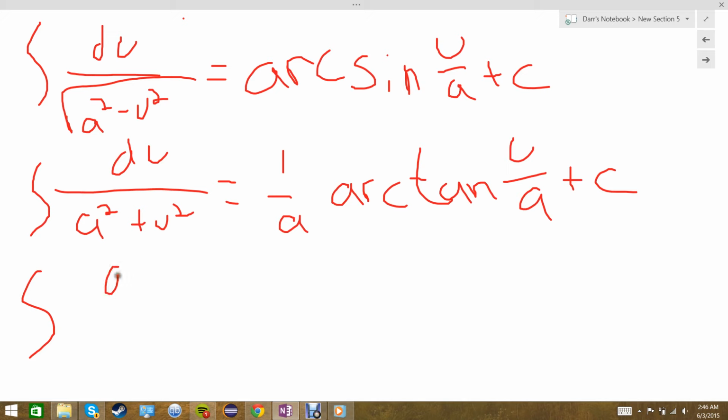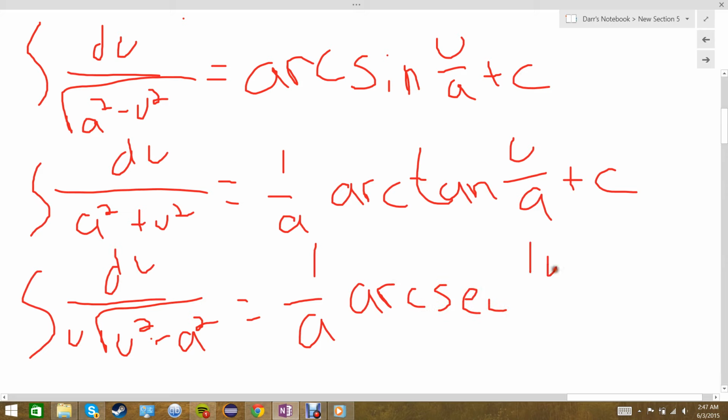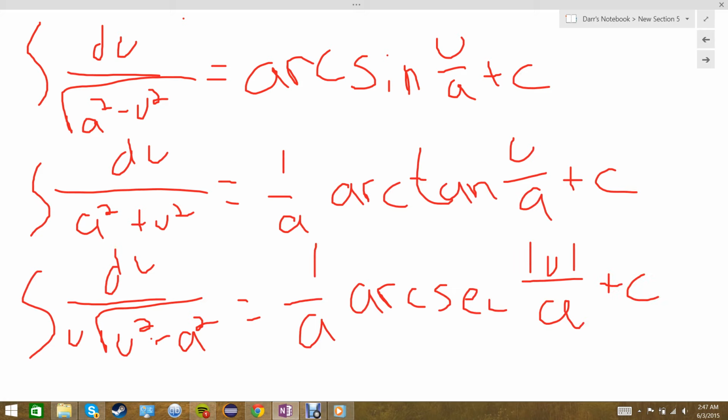Integral of du over u radical u squared minus a squared. This is the last one, equals 1 over a arc secant of absolute value of u over a plus c. This one's different because it has an absolute value. Arc sine doesn't have 1 over a, and arctangent has all the regular stuff. So that's how you can remember what they end up to be.